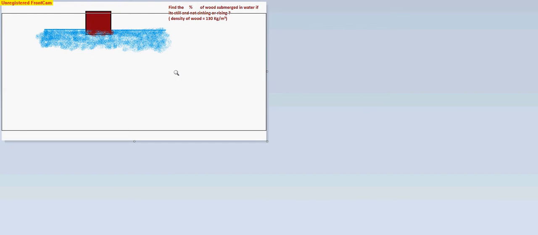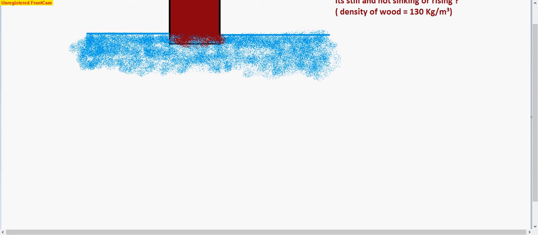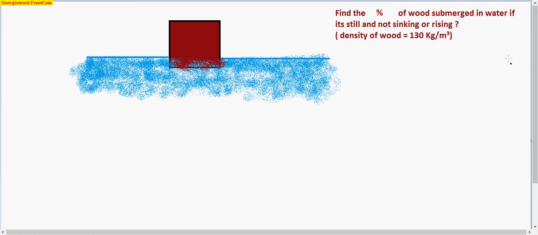Back to the question. It's given that the density of wood is 130 kilogram per meter cube, right? Now, what can we infer from this? It is given that in still water, it is not sinking or rising.